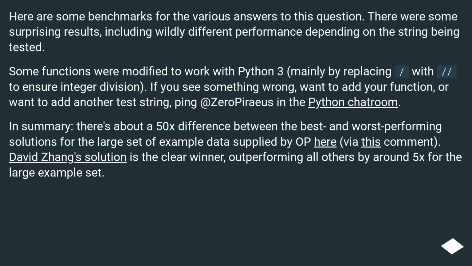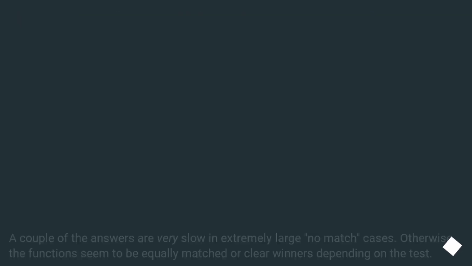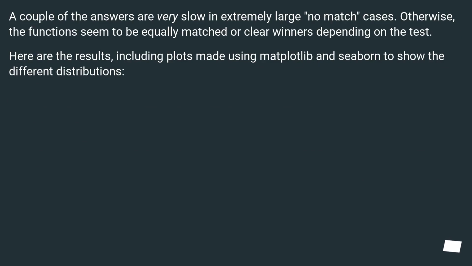In summary, there's about a 50x difference between the best and worst performing solutions for the large set of example data supplied by OP here, via this comment. David Zhang's solution is the clear winner, outperforming all others by around 5x for the large example set. A couple of the answers are very slow in extremely large no-match cases. Otherwise, the functions seem to be equally matched or clear winners depending on the test.